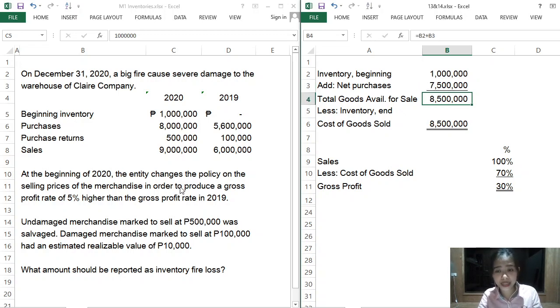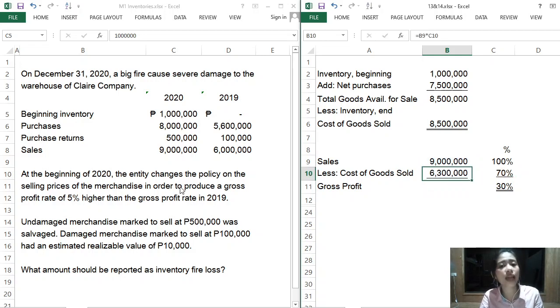Purchases minus purchase returns. So, question, hindi natin alam yung inventory end. Pero pwede nating malaman, or pwede tayong mag-compute ng estimated inventory end using our gross profit method. Sales is given, so that's 9 million. And pwede nating ma-compute si cost of goods sold because we have these following rates.